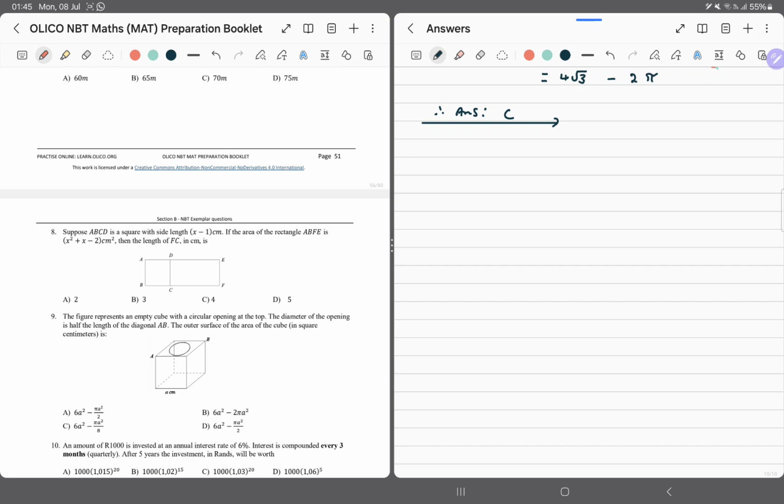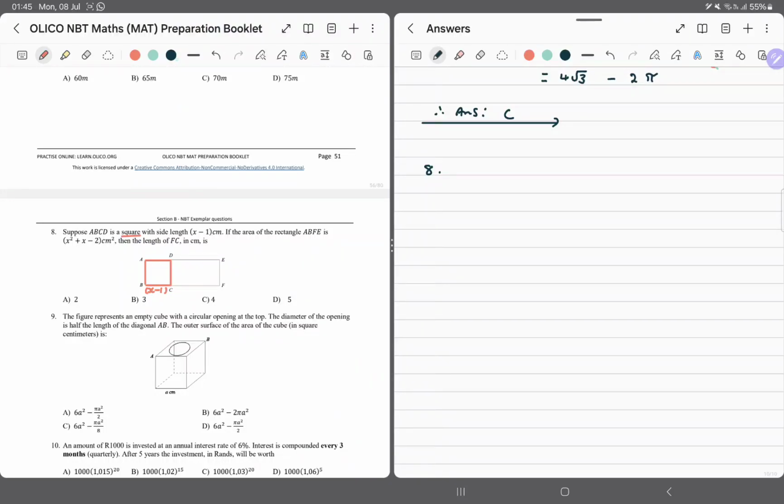So I'm just trying to be as complete as I can be. So let's just move on to this question 8 from the exemplar. What is the story about this question 8? It says, suppose ABCD is a square. Can you see? ABCD is a square. Okay, and with the length x minus 1 centimeters.